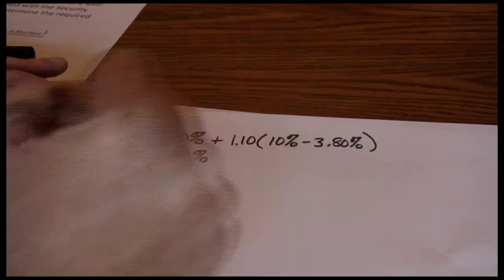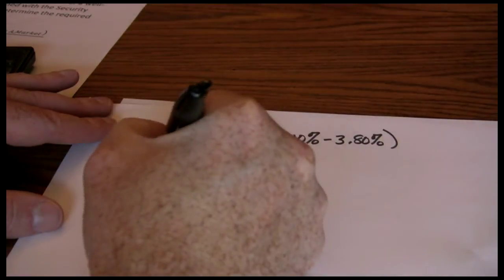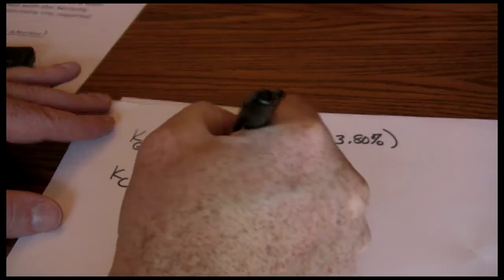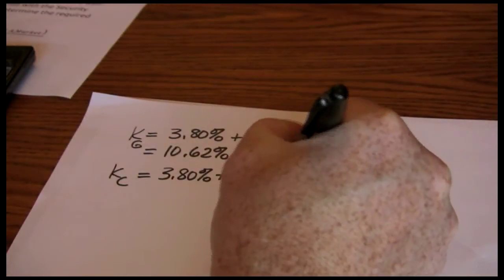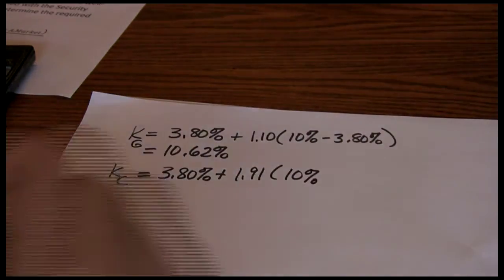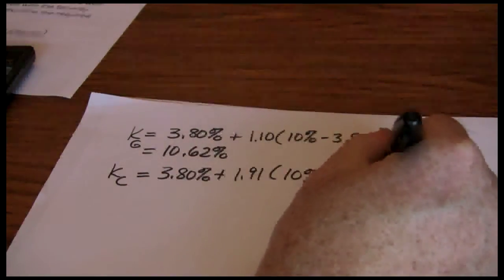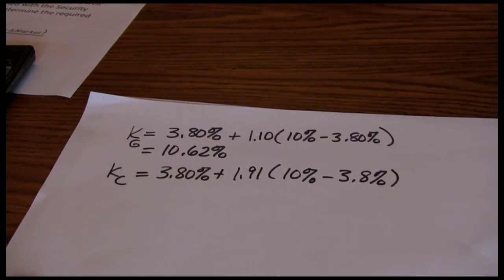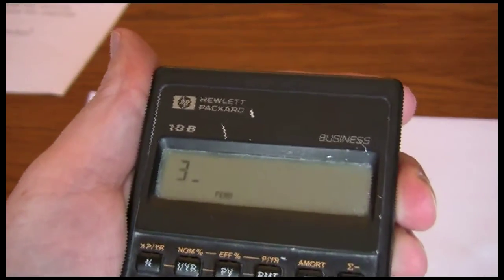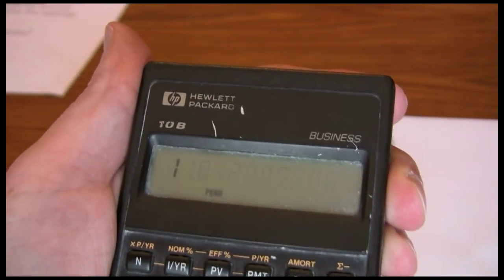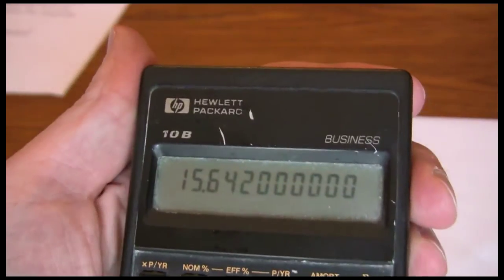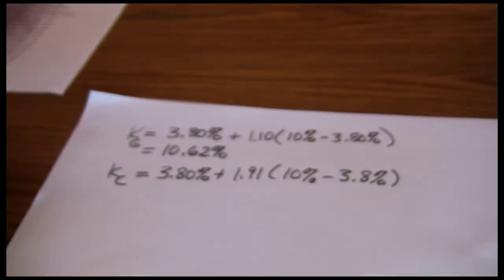Do the same thing for Caterpillar. Again, the risk-free rate is 3.8%. Our beta for Caterpillar was 1.91. Expected return on the market, 10%. Risk-free rate at 3.8%. So again, go through the calculations. 10 minus 3.8 times the beta. Add in the risk-free rate, and we get a required return of 15.64%.